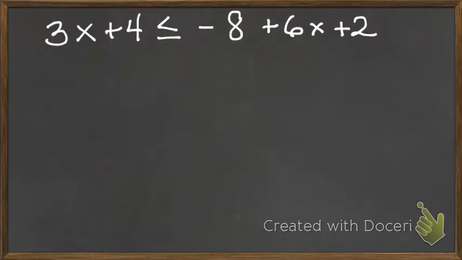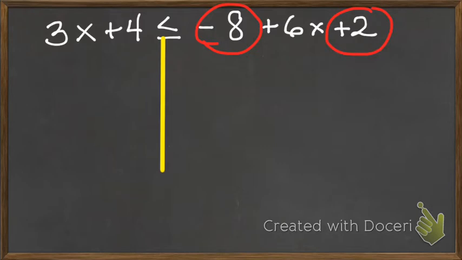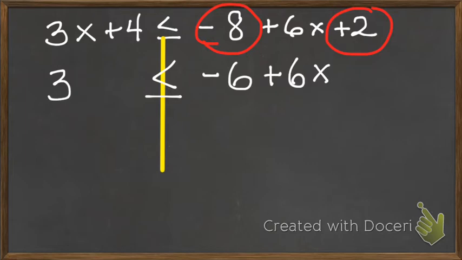Okay, now we need to combine the like terms that are on the same side. Again, draw a line so that you can separate the two sides of the inequality. Now we combine the negative 8 with the positive 2. We're in debt $8, but we paid 2. So that means we're still in debt negative $6. And then we bring down the 6x and the less than or equal to and the 3x plus 4.